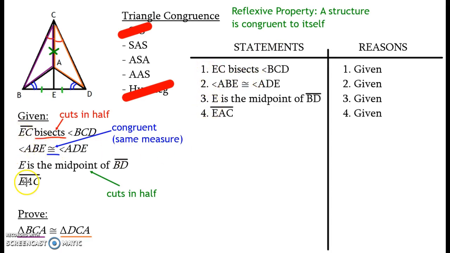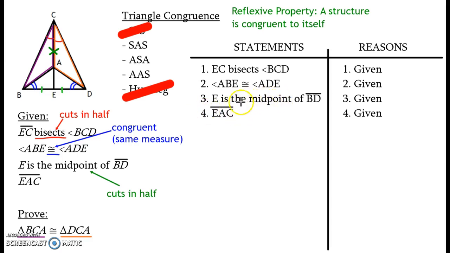All of these four different statements are given to us. So EC bisects BCD, ABE is congruent to ADE, E is the midpoint of BD, and EAC, they're all givens. You could condense these into all one statement. For example, statement 1, this and this and this and this, all given. The reason I like to separate it is because later on we can refer back to each individual step.